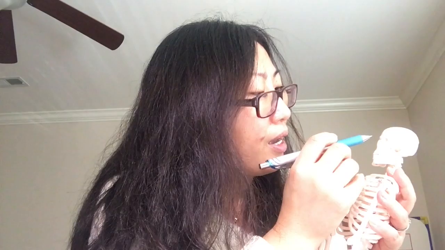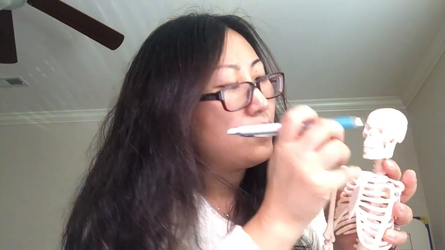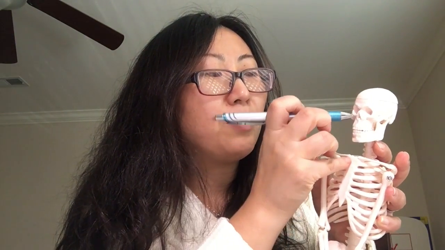Okay, let's move to the front. I'm going to introduce a few little small holes. This one right there is called the mental foramen. And this one right here is called the infraorbital foramen. And then we have the vomer. It is not the outside one, it is the one a little bit inside, called the vomer.